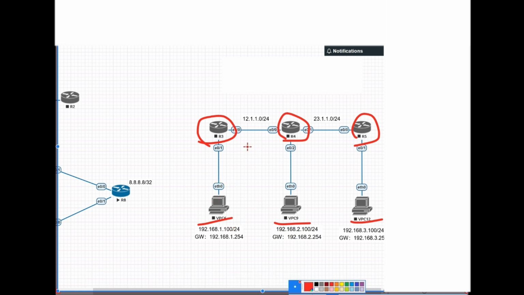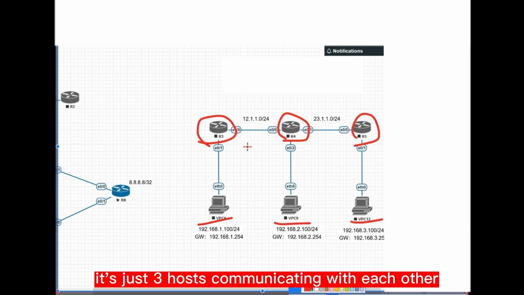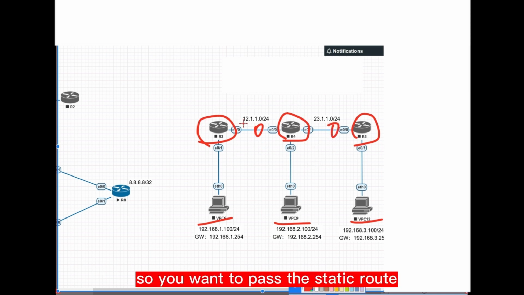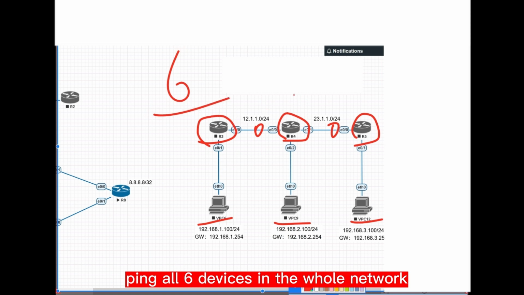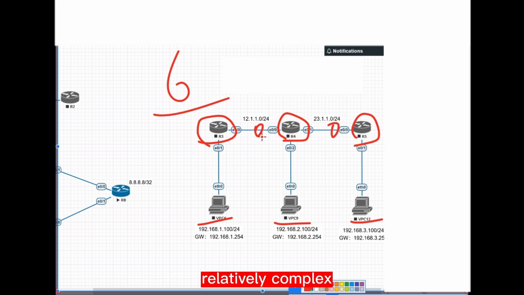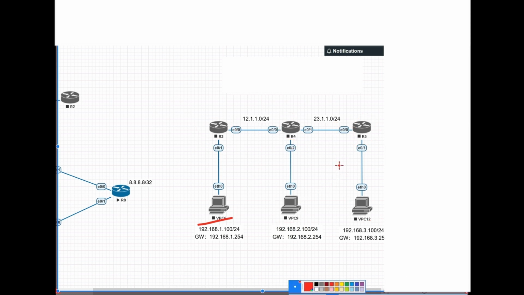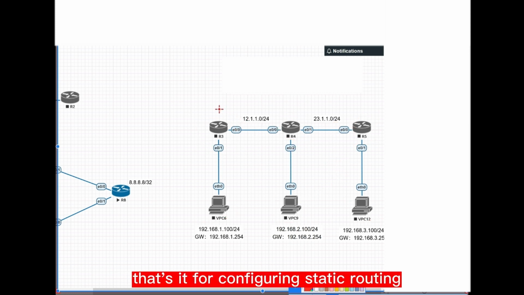Secondly, after configuring, it's just 3 hosts communicating with each other. These network segments are still unreachable. So if you want to ping all 6 devices in the whole network through static routes, it is relatively complex, even though there are not many network segments. That's it for configuring static routing.